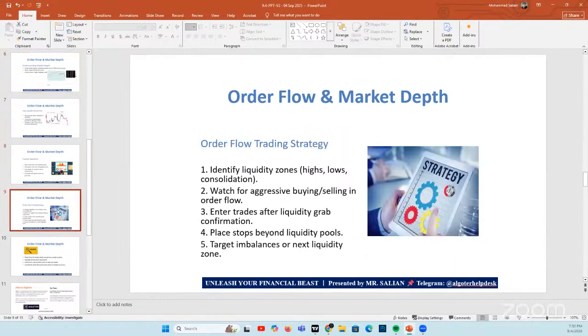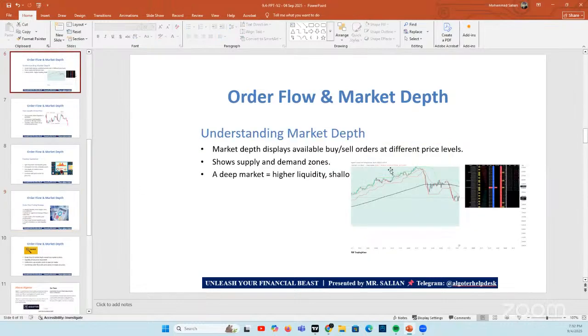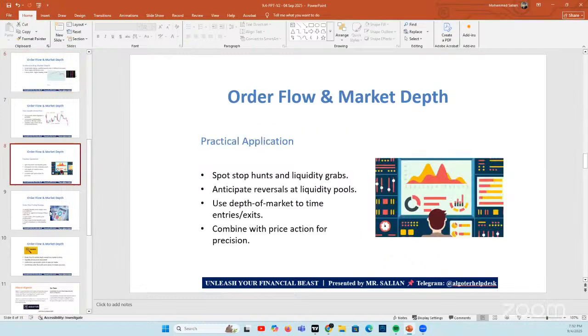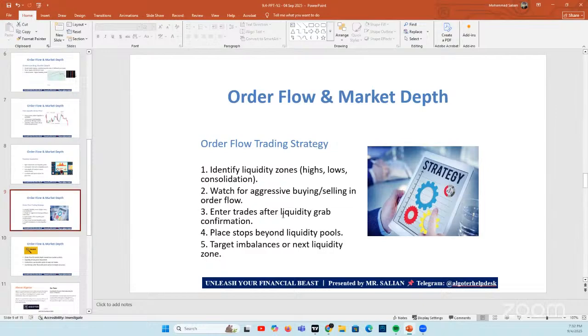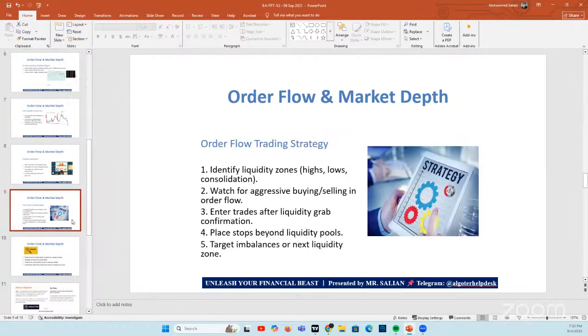What else? Now the strategy, very easy. Identify liquidity zones, where there are highs, the lows, or consolidation, equal highs and equal lows. Watch for aggressive buying or selling in order flow. So if you see this one here, there's more sellers at that time, so sell. Why would you buy? Then enter trades after the liquidity grab. Just like this, liquidity grab. Thank you very much. Now it's time to go to the Titanic and start selling there.